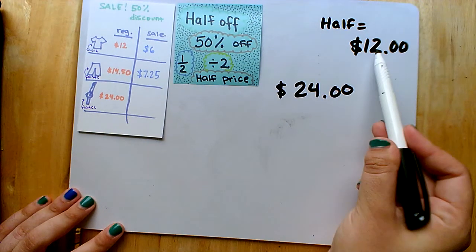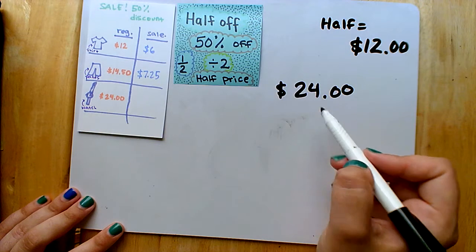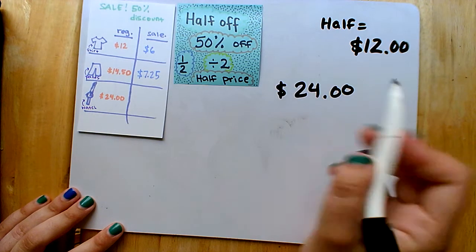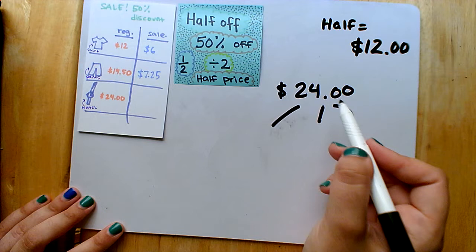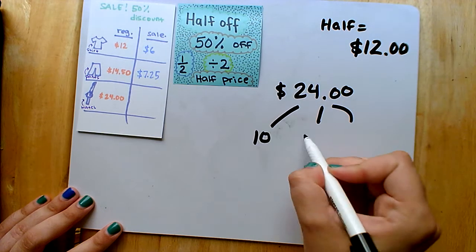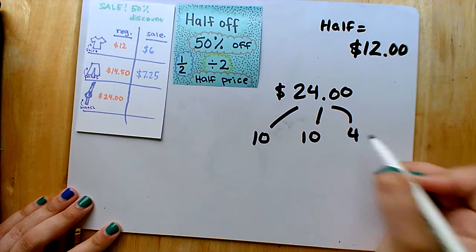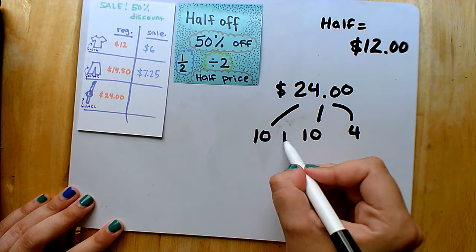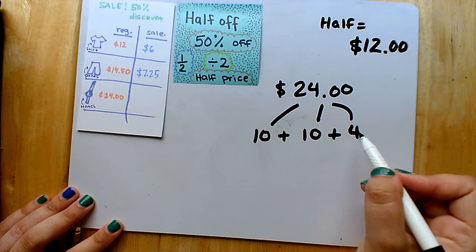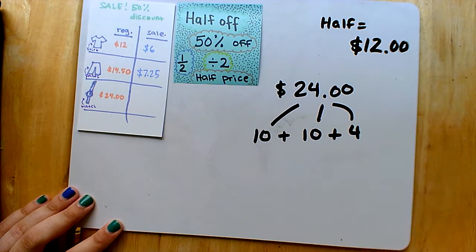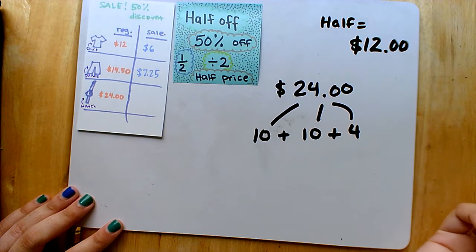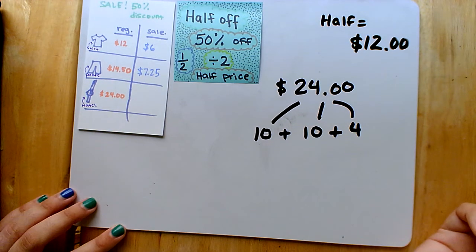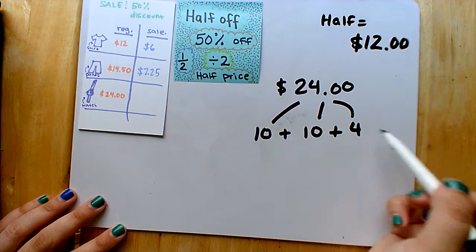Well, we split this into numbers that work for us. I'm going to go with 10, 10, and 4. $10 plus $10 is $20. 4 more makes 24. Now my 24 is split in a way that makes this math a little bit easier for me. I'm going to find half of each of these numbers, and I'm going to make my little zone here where I put half of each.